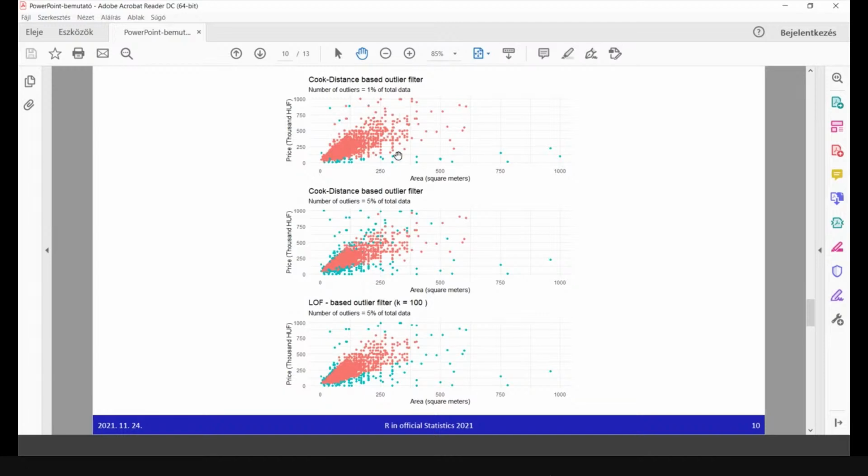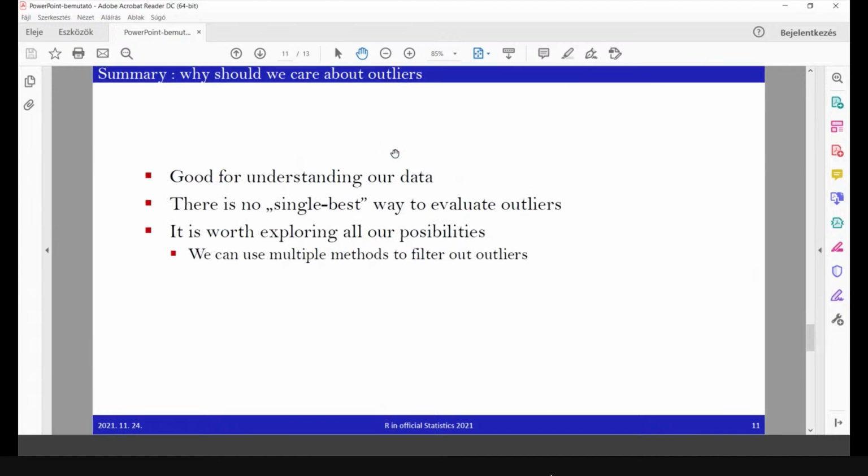I also included the Cook's distance with 1% of the data. I did not include the local outlier factor for 1% of the data, but they are very similar in this case. So as a summary, because I know I'm running out of time, why should we care about outliers? It is very good to dive into the outliers because they help us understand our data. For example, when we dived into the outliers in this data, we found out that some of the more expensive houses were actually not houses, but castles for rent. That is very useful to look at.